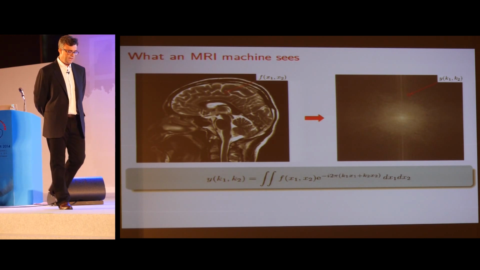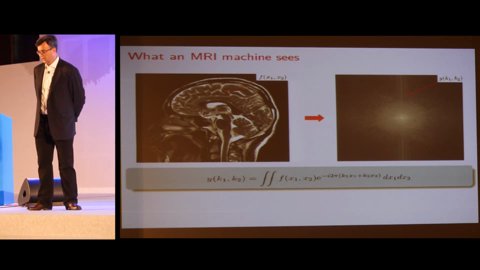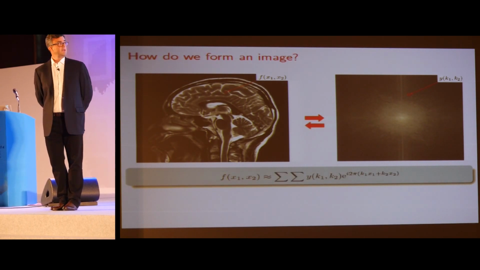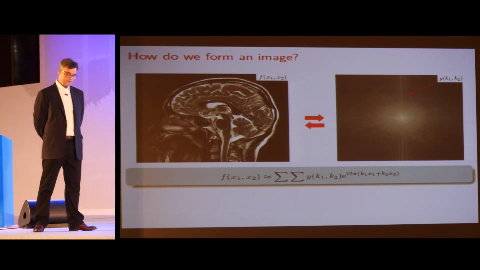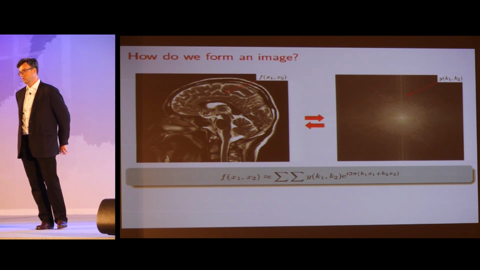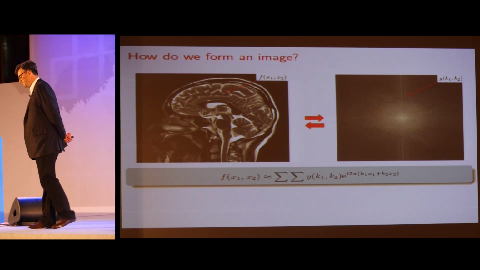Now, at the end of a scan, what you've got is you have the data on the right, and you need to reconstruct an image. And so, of course, what you do is you invert the Fourier transform. We have a well-posed inversion. We just invert the Fourier transform, and so we can produce those wonderful images.